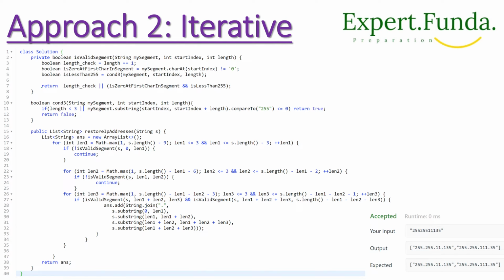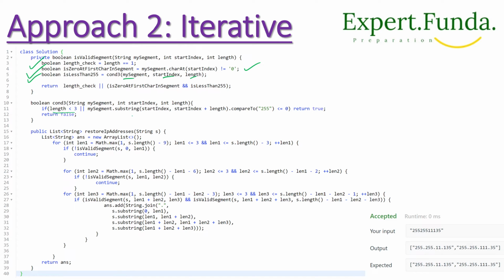In this we will take three checks. The first check is the length check: if the length is equal to 1, it will give true or false. The second check is whether 0 is the first character in the segment; if the segment's start is not equal to 0, it will return true. The third check is whether it is less than 255, which we have seen. So we take condition 3, passing my segment start and length, and we check first that the length is less than 3.